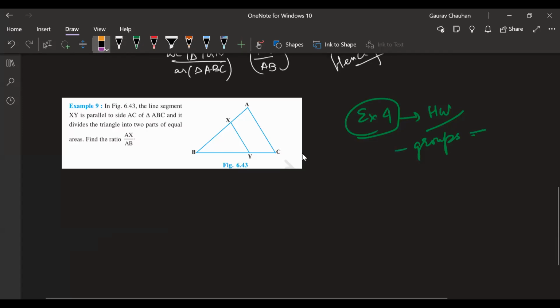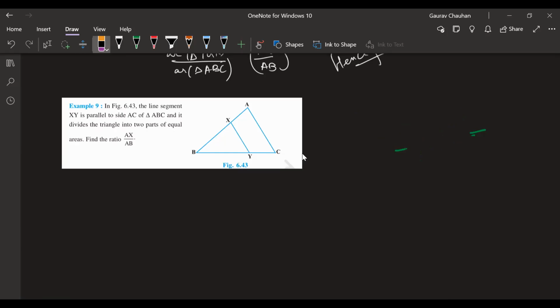And whatever is not done, we will take it up. We will see, even if it takes Monday, we will do this chapter properly. We'll not hurry.